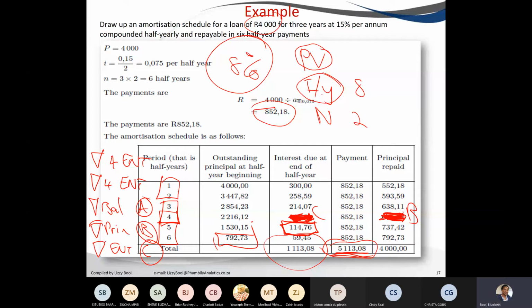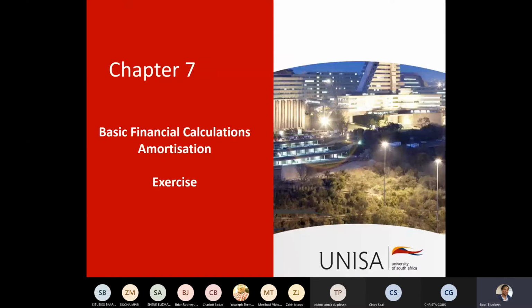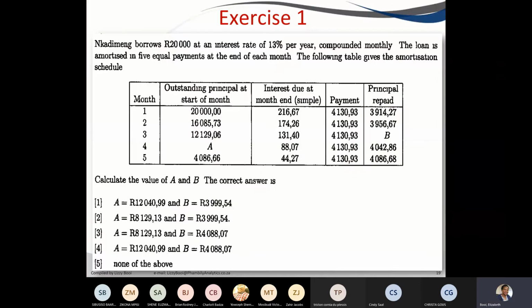Okay, and with that, I have an exercise for you. I think more things will become clearer when we do the exercises on Friday, because today, you see already we are at 7 o'clock. So now it's time for your exercise, and this exercise might take us up to the end of the session. Calculate A and B and choose which one is the correct answer.